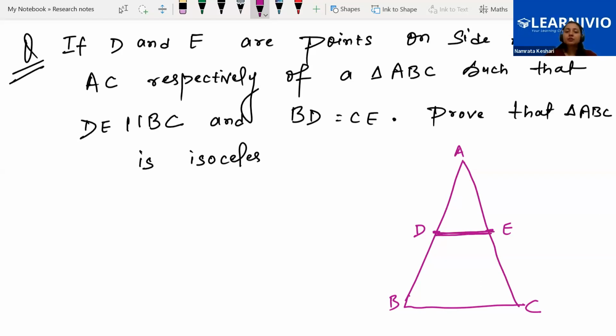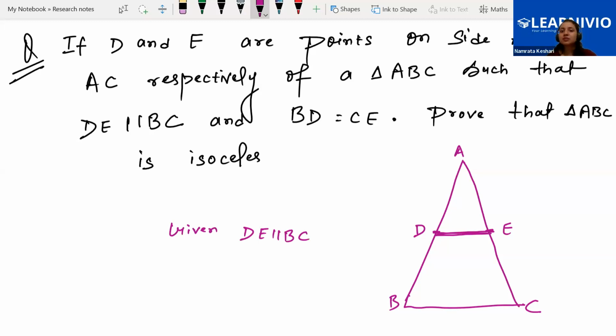DE is parallel to BC. It is given over here. It is given that DE is parallel to BC. Keep on thinking about this one. Okay, I'll be leaving this question for you. At least 2 minutes I'll give to you to try, then we'll be discussing it.